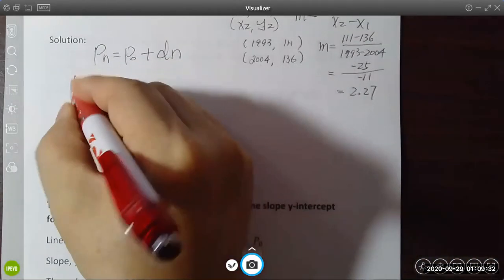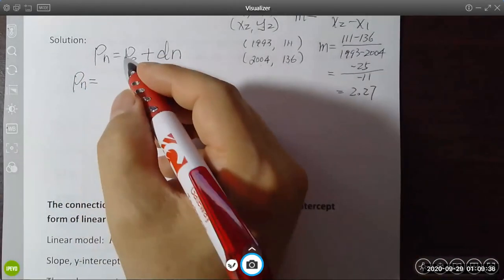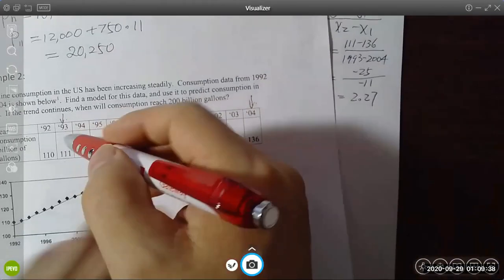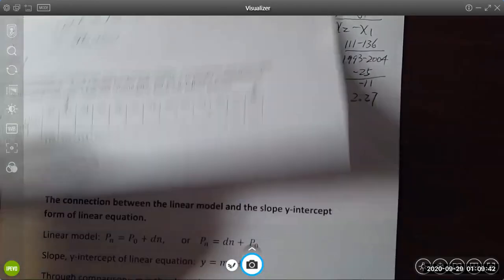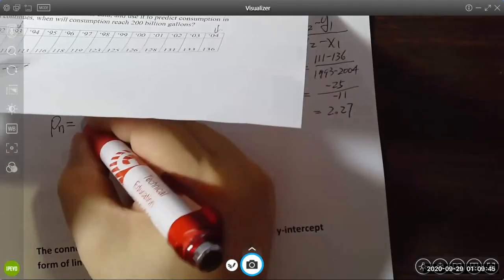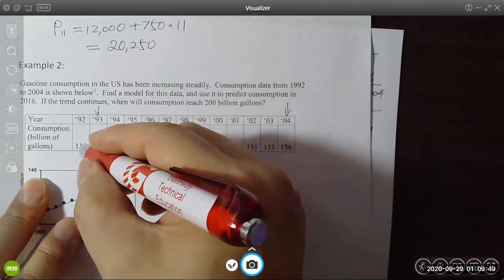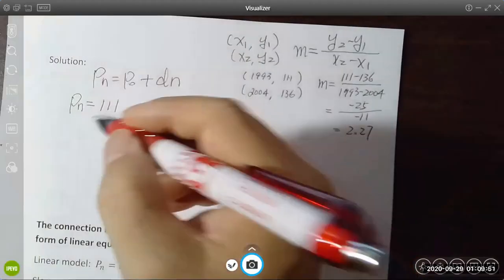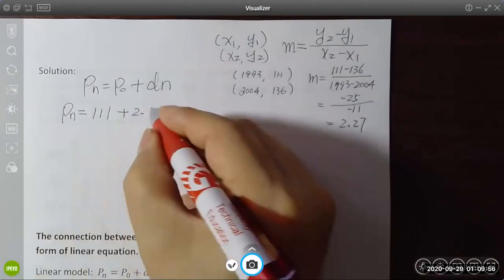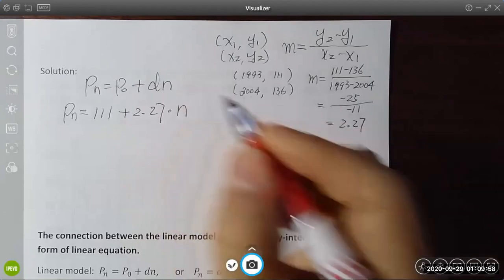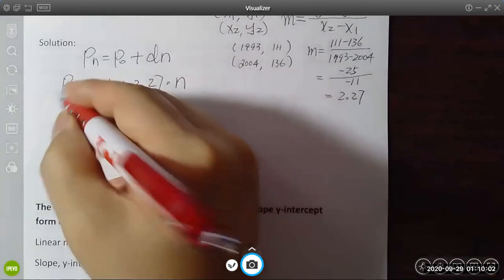Now we're going to plug in to get a specific model for this particular problem. Initial value, since I used this one to do the calculation, I'm going to take this one. So 111. Don't put the 1993 in here because we are talking about the consumption of gasoline. And this is the gasoline. And plus 2.27 times n. See, we have the growth rate, we have the initial value, this is input, this is output.